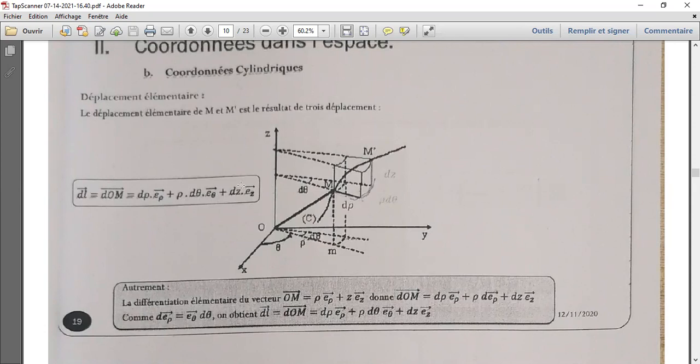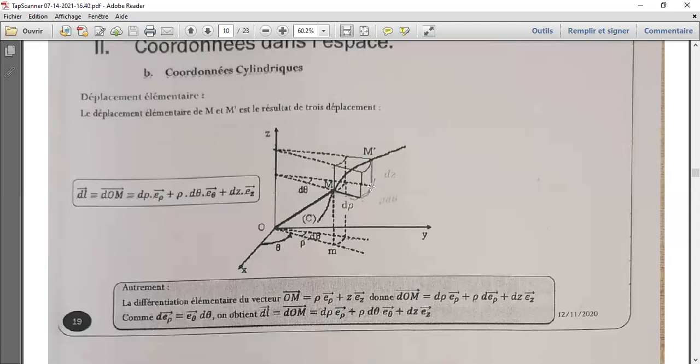Then to reach this point, I have to move outside. When I'm moving outside from the inner circle, the radius increases. So there's the change d rho, which is the change of the radius. So you have d rho, e rho. Then from now, I'm at this point here where it has changed.